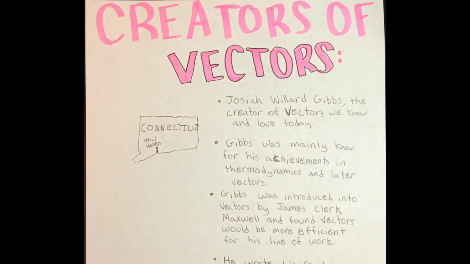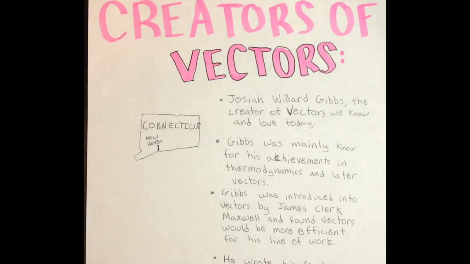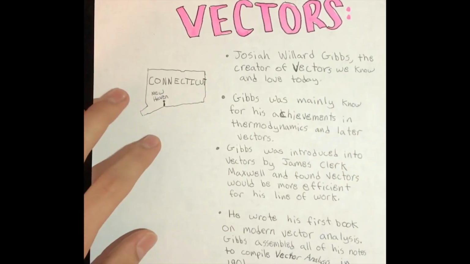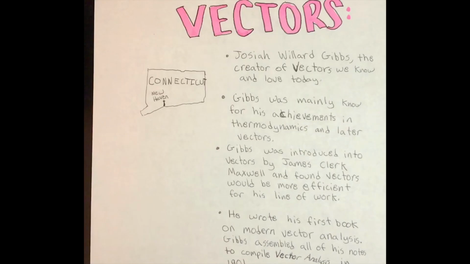Creators of vectors: Josiah Willard Gibbs, the creator of vectors we know and love today. He was born in New Haven, Connecticut, and raised by his dad, who was a professor at Yale. Gibbs is mainly known for his achievements in thermodynamics and later in vectors. Gibbs was introduced to vectors by James Clerk Maxwell and found vectors would be more efficient for his line of work.